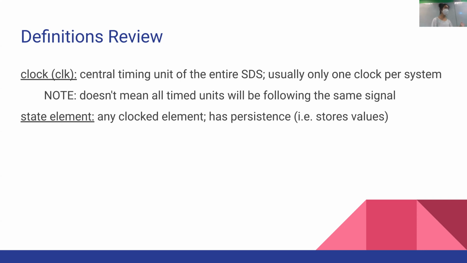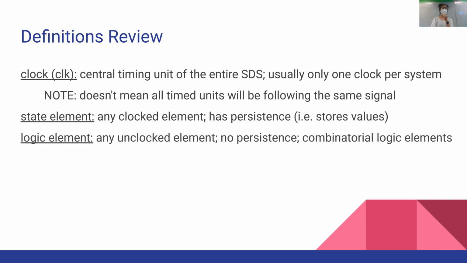So when we look at the data path stuff next week, you'll notice that in the data path, certain items will have that little triangle symbol and certain ones will not. A logic element is an unclocked element. These are things like Boolean gates, and we also call them combinatorial logic, which we will abbreviate to CL later, just because it's a really long name to say. And these don't have persistence. They don't remember anything. You can just think of them as a wire that has values that take a while to pass through it.